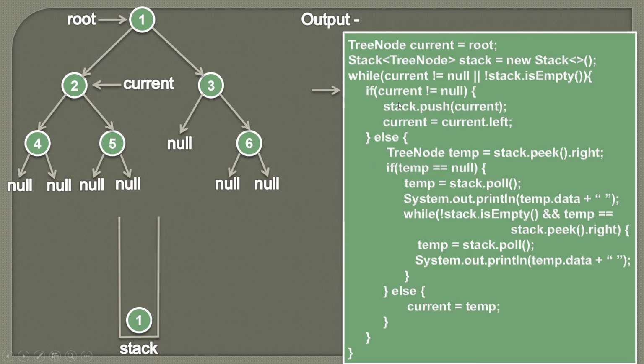We check whether current is equal to null or not. Current is not equal to null, so this condition also comes out to be true because there can be a possibility that node 2 has a left subtree. So we simply push current onto the stack. So 2 will be on the stack, and then we move current to its left. So current will now point to 2's left, which is 4.